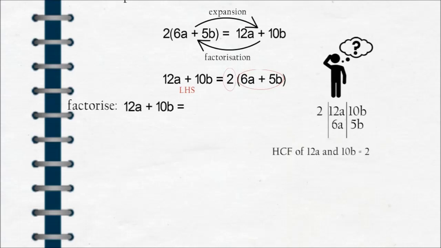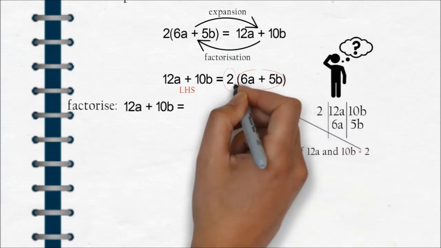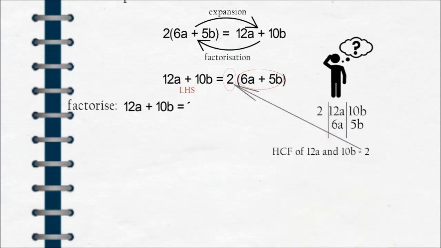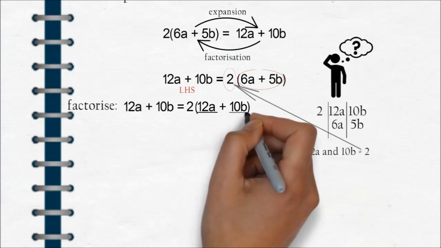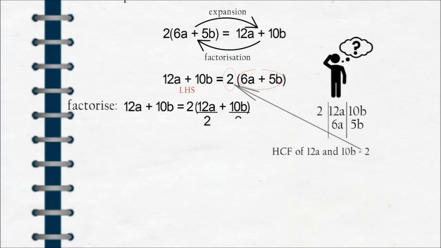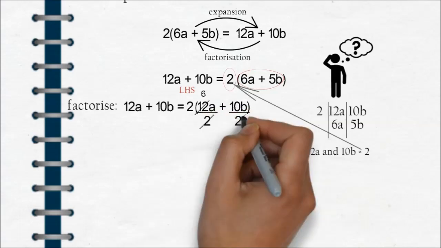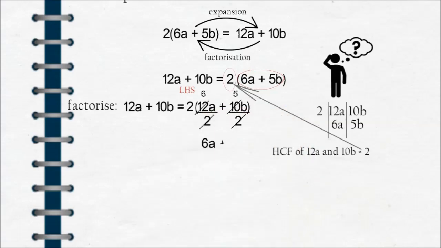We looked at HCF in our last lesson. So that's how we arrive at the 2, which is outside the bracket. The 2 outside the bracket represents the HCF of the two terms in the binomial expression. Next, to get the content of the brackets, we simply divide our binomial expression by the HCF. So we're going to have 12a divided by 2, and then 10b divided by 2. Now 12 divided by 2, we have 6. 10 divided by 2, we have 5. So we write out the remainder, which is 6a plus 5b.